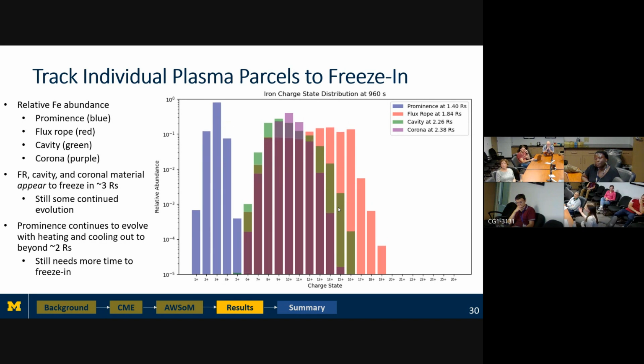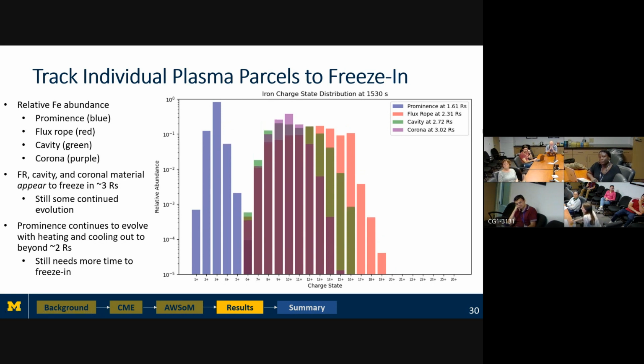And you can see that all of the plasmas are traveling at different speeds. So we see that they're all at different locations, even at the same time. And you can already start to see, as we start getting out to 2, 3 solar radii, especially for the flux rope, cavity, and corona, they appear to not be evolving so much, but there is some continued evolution. The flux rope is going to be at the highest charge states. The cavity is going to be slightly higher than the corona.